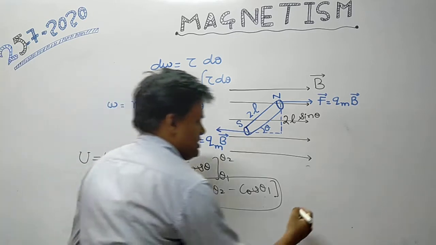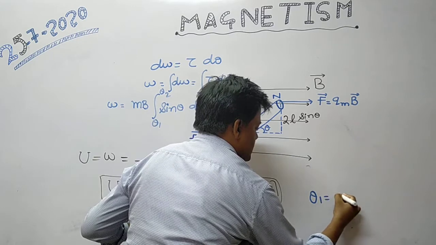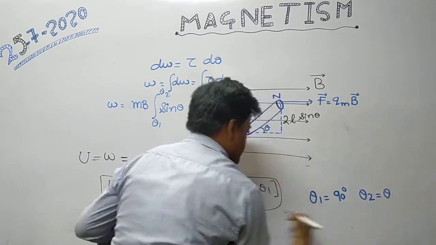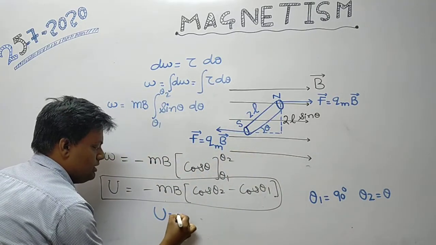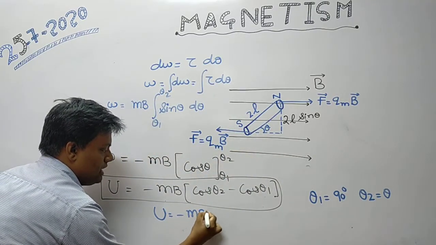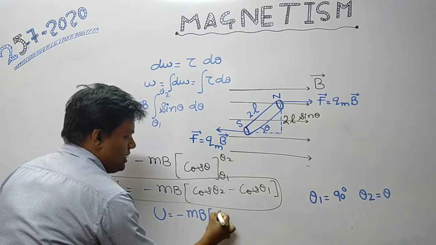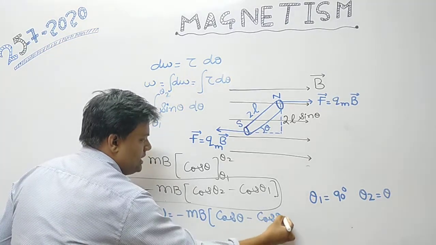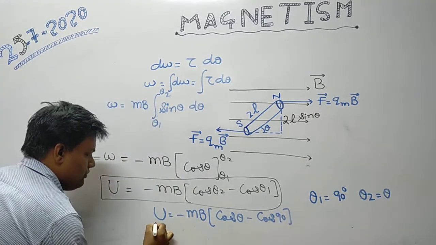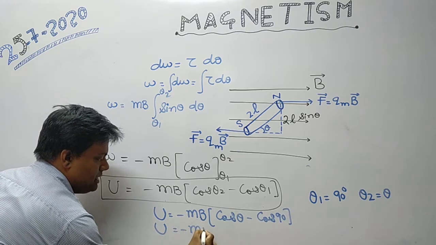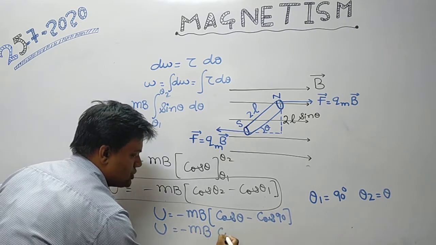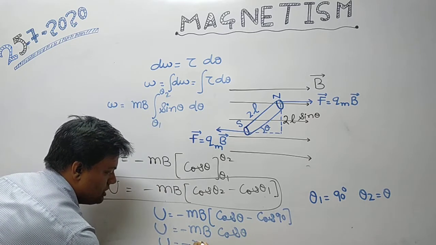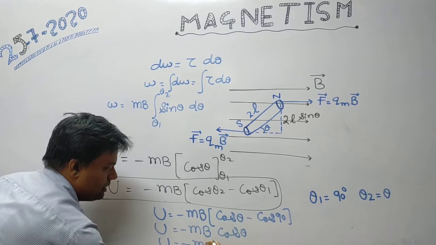Also we can take a situation like this, theta 1 equals 90 degree and theta 2 we can take as theta. Putting these values, you can calculate the formula minus MB. In place of cos theta 2 you take cos theta, and in place of cos theta 1 you take cos 90. Cos 90 you know is 0. Now the formula is minus MB cos theta. In scalar notation this is M dot B.